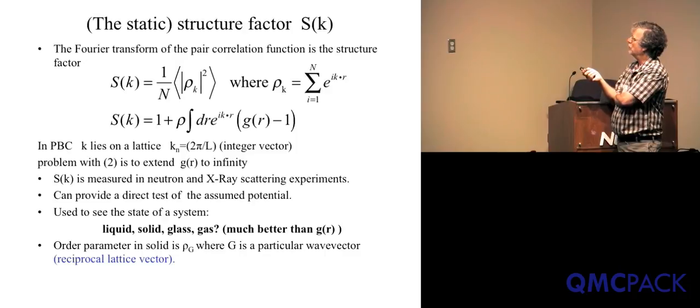The static structure factor is its Fourier transform, and it's the thing that's measured in neutron and X-ray scattering, and it can be used to see the state of the system, whether it's a liquid or a solid or a gas or so forth.